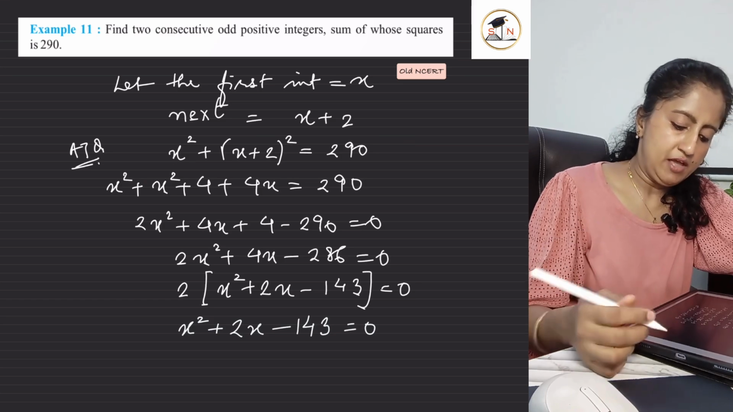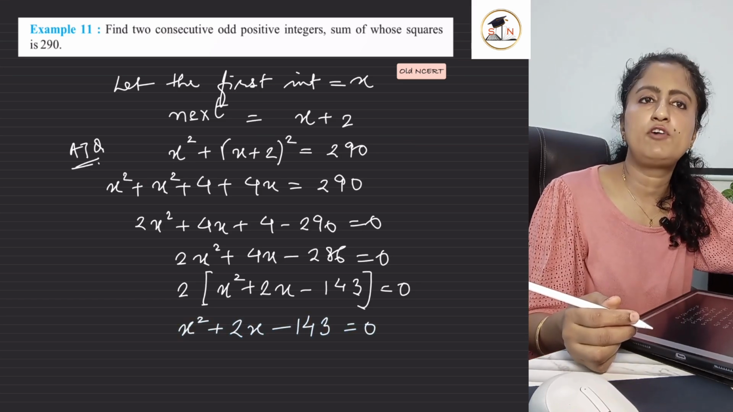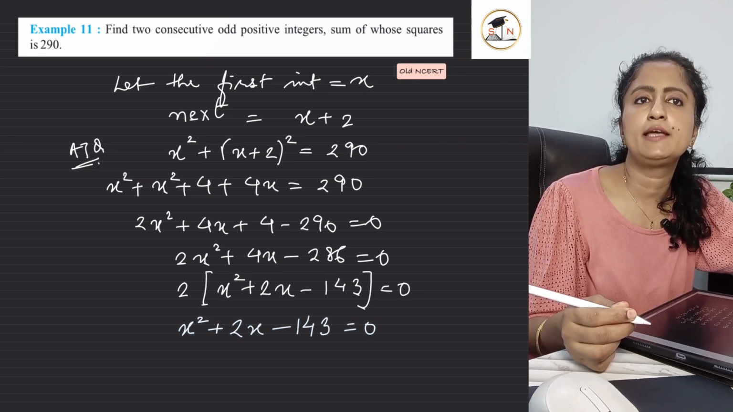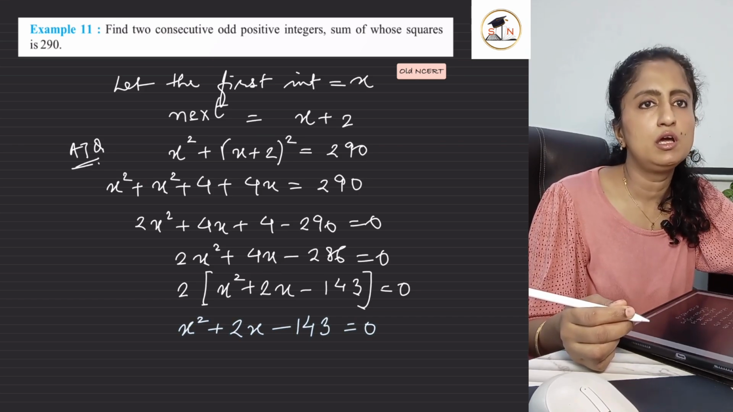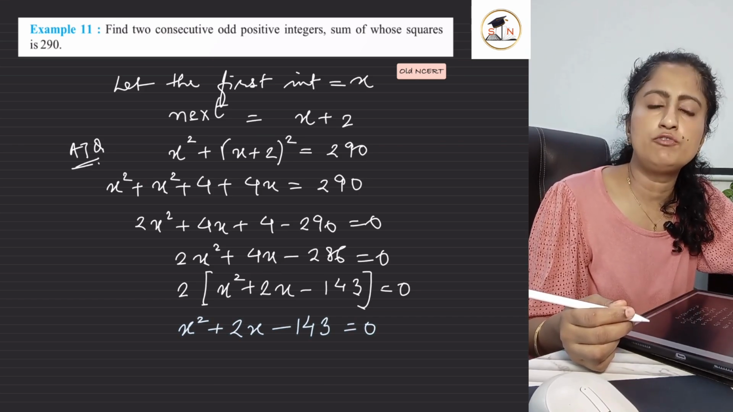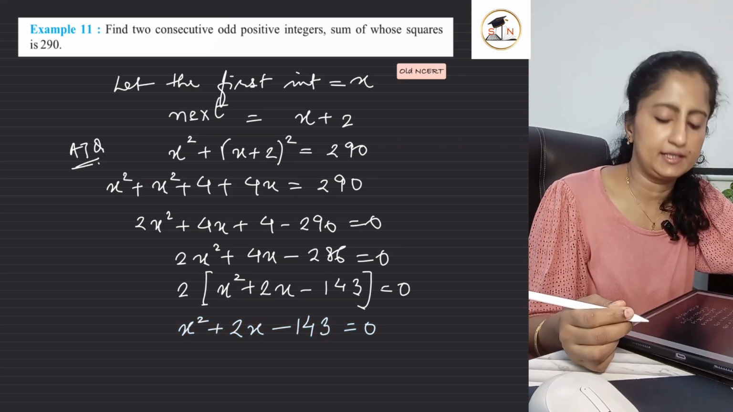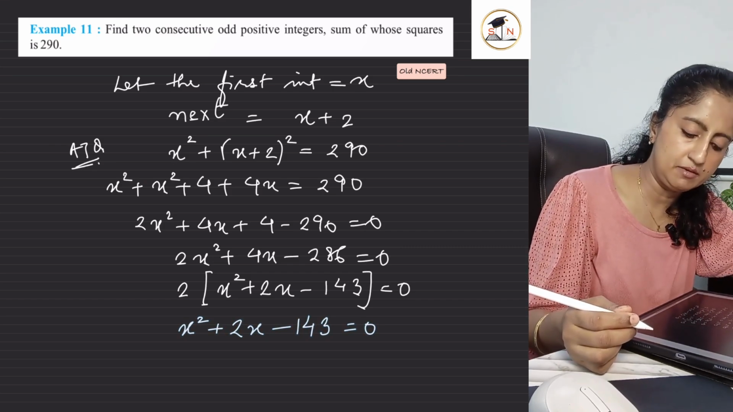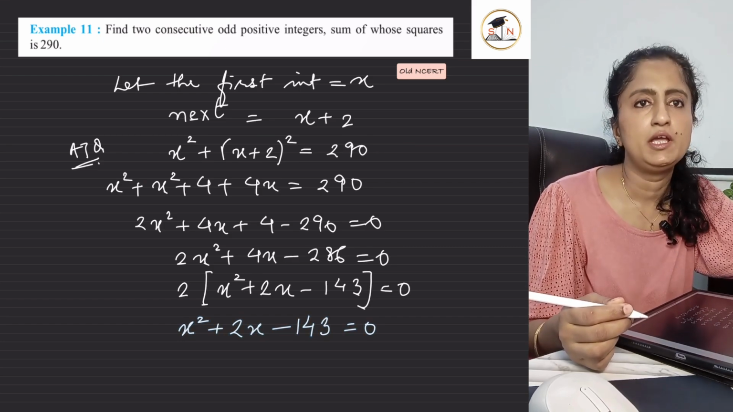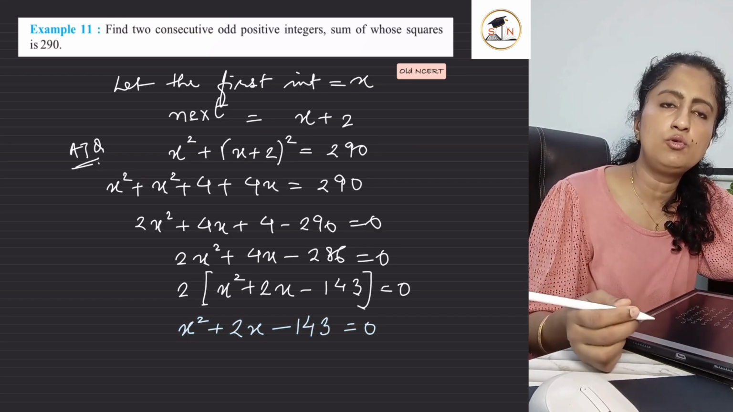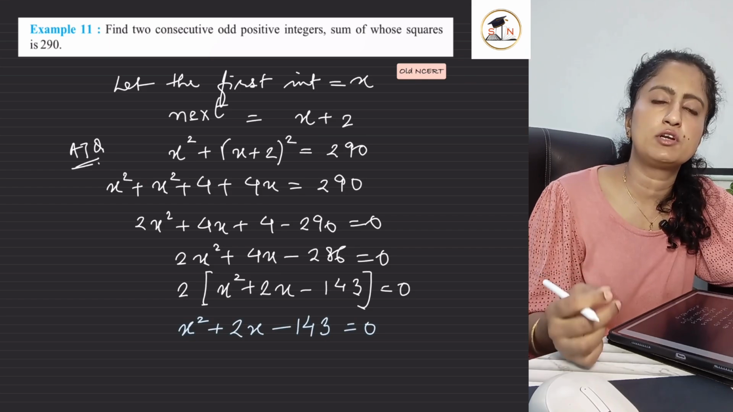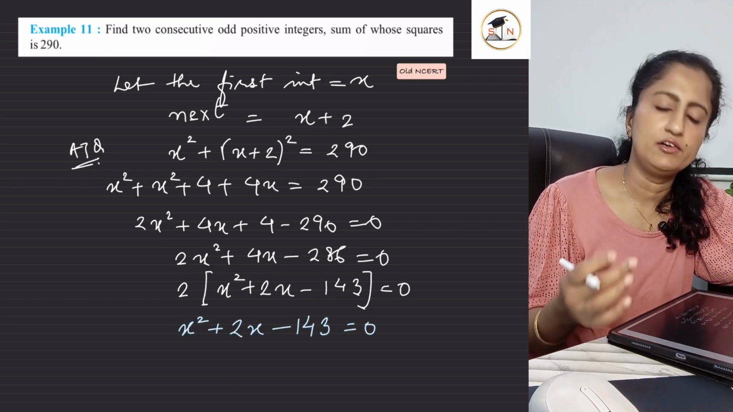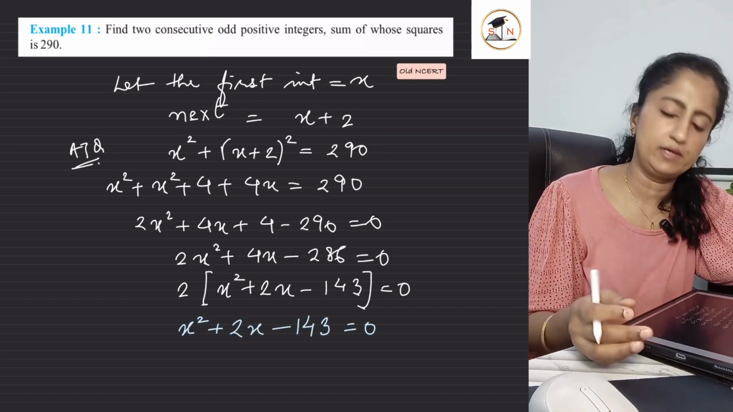So now, once we have the standard form quadratic equation, it is up to us whether we apply splitting the middle term or the quadratic formula. Whichever you find easier, we can apply that. Over here, we have the constant number as 143. I know the factors of 143 are 11 and 13. So the splitting is actually easy, right? So I'm going to split it over here.